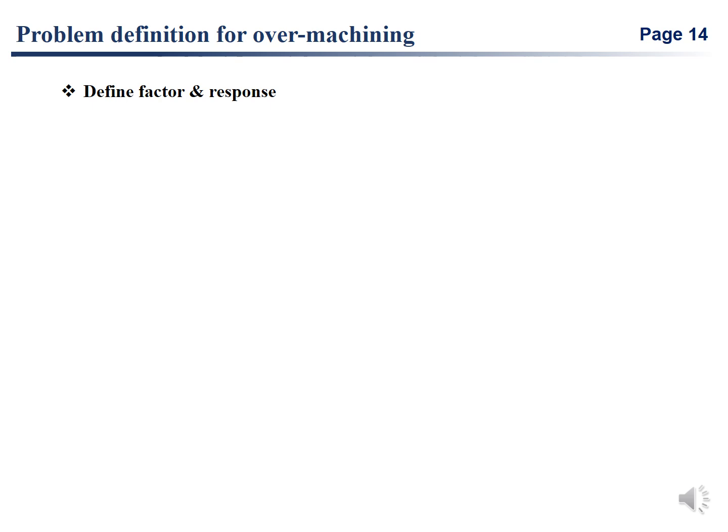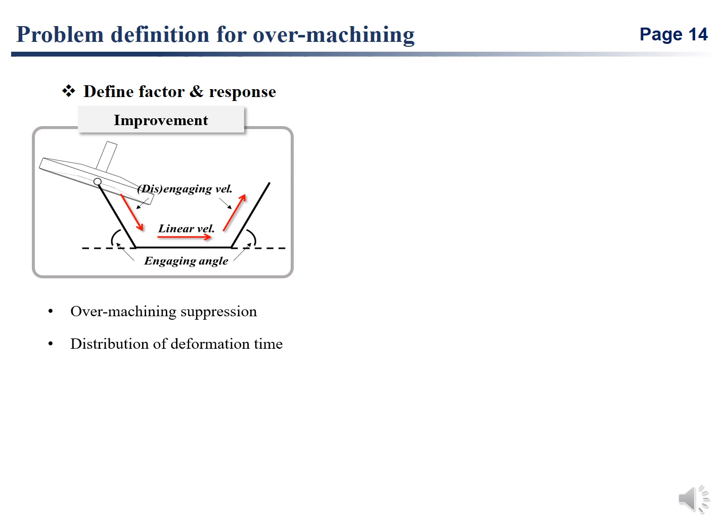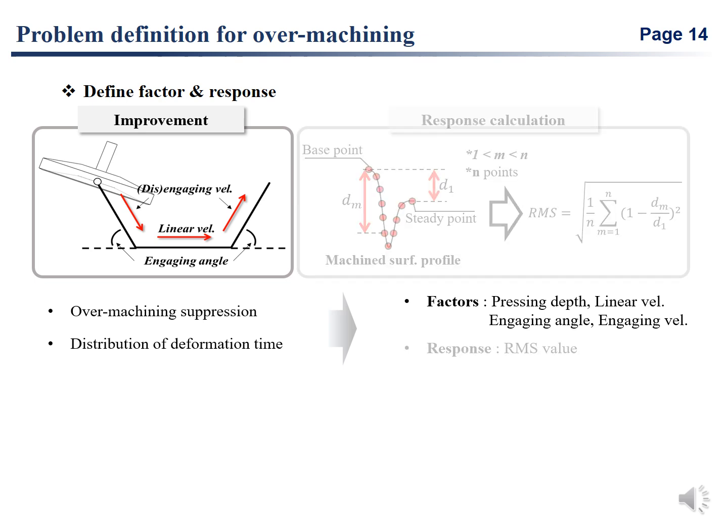In this part, to suppress overmotioning, I also utilize the design of experiment. The overmotioning in the lapping process is caused by the deformation time assigned at the same engaging and disengaging point. Hence, to reduce the assigned deformation time, I adopted a ramp-shaped path planning to distribute the deformation time. So I set the factors: pressing depth, linear velocity, engaging angle, and engaging velocity.